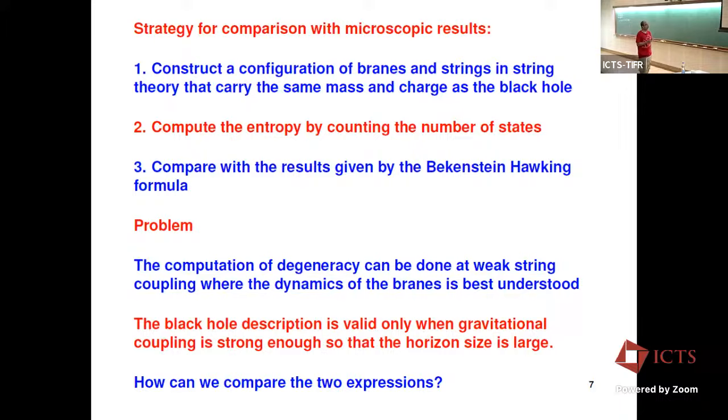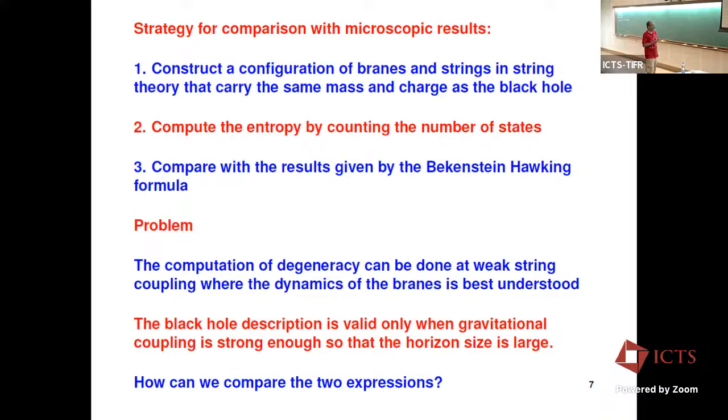So the strategy that one uses for comparing the black hole entropy, or what I'll also call the macroscopic entropy, with the microscopic results is the following. We first construct a configuration of branes and strings in string theory that carry the same mass and charge as the black hole. Then we compute the entropy by counting the number of states of this system, and finally we compare this with the results given by the Bekenstein-Hawking formula. This is the general scheme that we would like to implement.